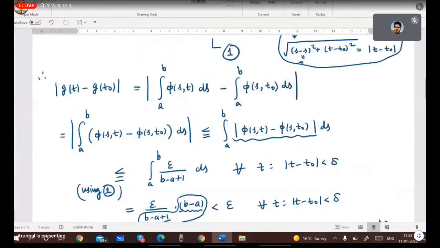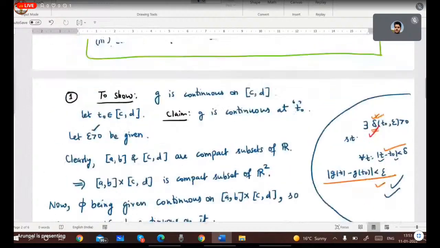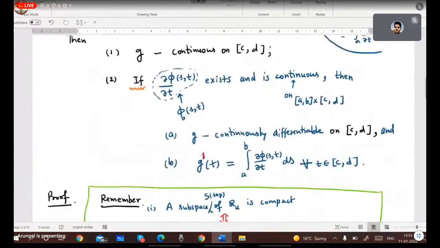Now let's take up the second part. What's the second part? In the second part, we are given the information that the partial derivative of phi with respect to t exists and is continuous. So we are to show that g is continuously differentiable, and the derivative of g comes out to be this.